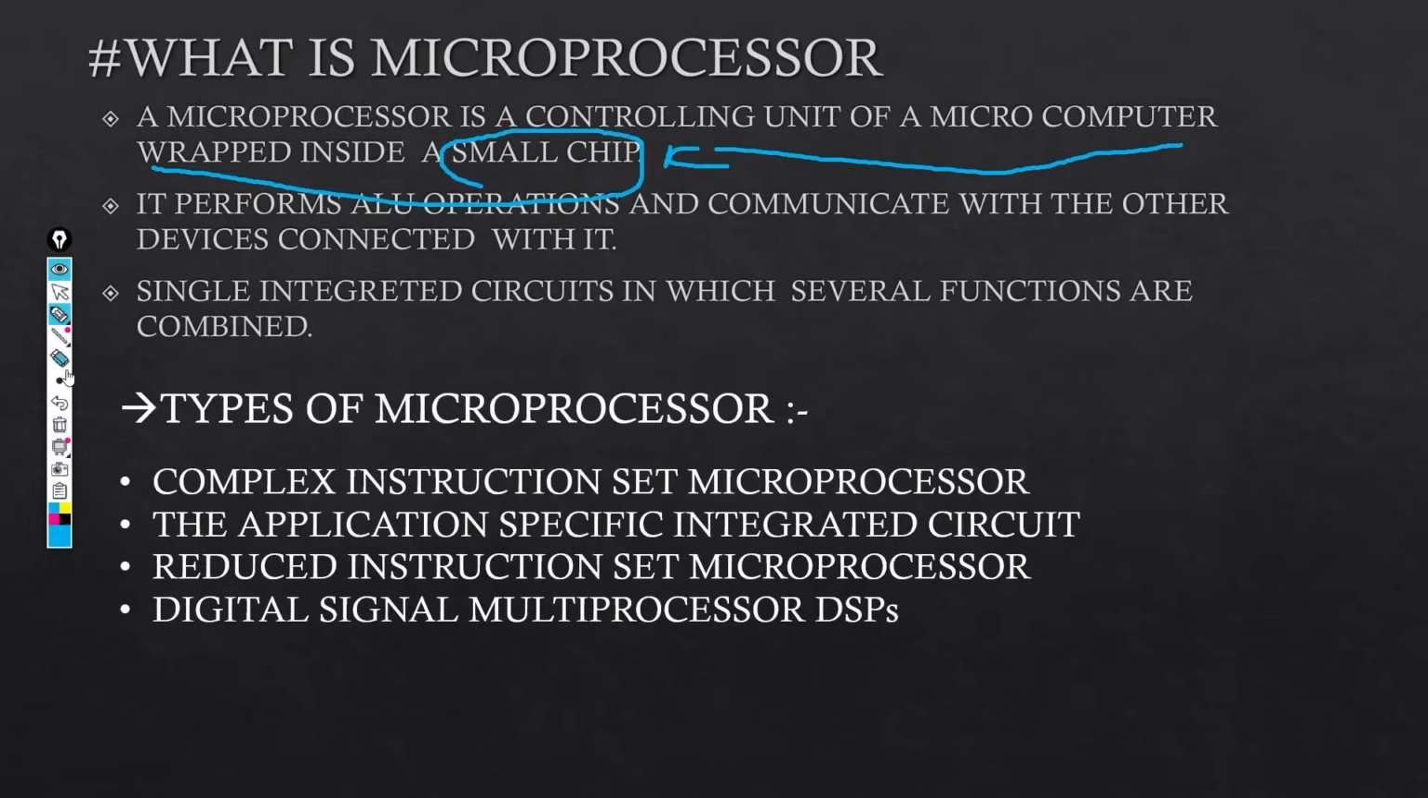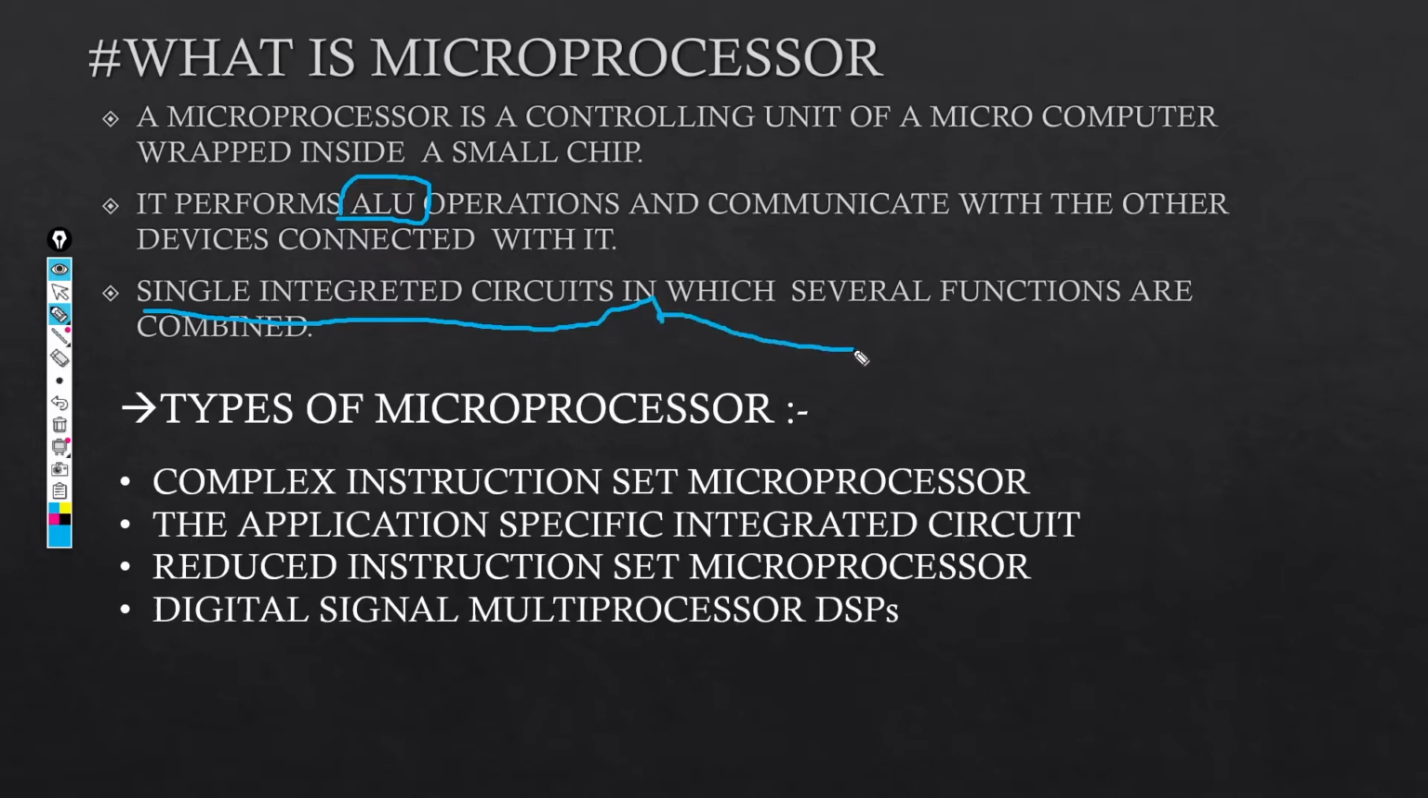It performs ALU operations and communicates with the other devices connected with it. ALU operations simply means arithmetic and logic operations, which is also done by the CPU. It is a single integrated circuit in which several functions are combined. Like I said, it is built on an IC, so it is a single integrated circuit which provides several functions. Through a microprocessor, we can do various functions.